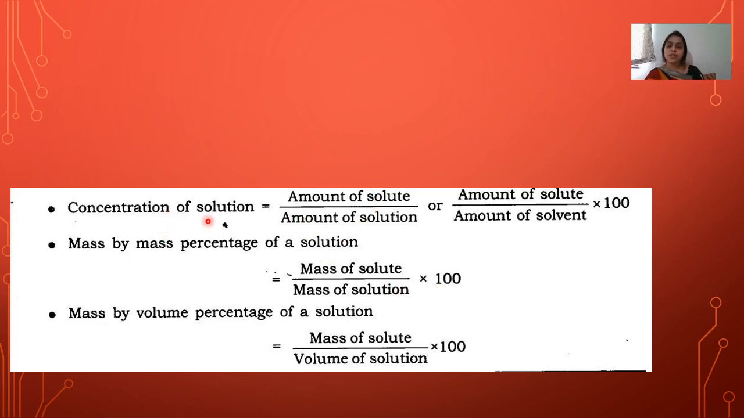First is concentration of a solution. It's nothing but the amount of solute in the given amount of solution, or the amount of solute in the given amount of solvent. Whenever it is percentage, you have to multiply by 100. In that, you have to study the mass percentage and volume percentage. The formula used is mass of the solute divided by mass of the solution into 100. This is for mass percentage, like solids. Whenever you take liquids, it will be volume percentage: volume of the solute divided by volume of the solution into 100. These formulas you have to make a note of. The problems will be based on this.